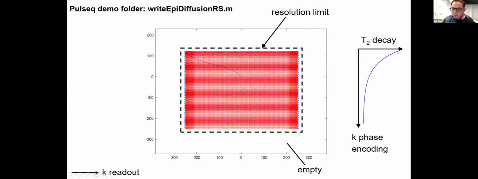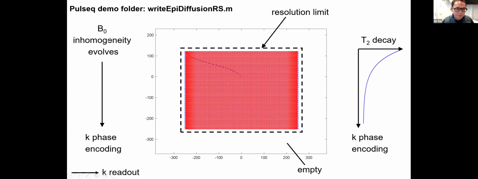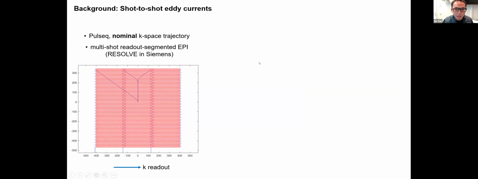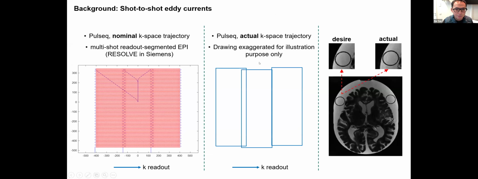One is that the T2 decay happens along the K-space phase encoding dimension, which limits the signal lifetime. Another reason is that the B0 inhomogeneity also evolves along this axis and makes your image have distortions. So we can definitely split it into multiple shots of EPI. There's a case where in Pulseq we implement this multi-shot readout, segmented EPI.